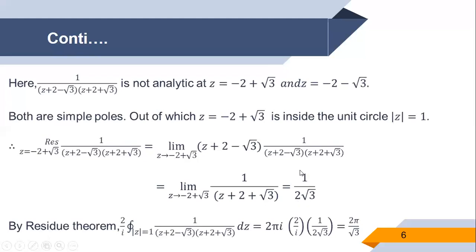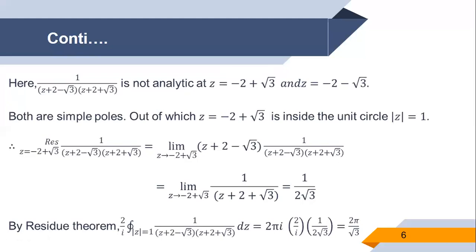So this is the residue. So the given integration is 2 by i into the integration over the curve mod z equal to 1 of 1 upon z plus 2 minus root 3, z plus 2 plus root 3 dz, which is equal to 2 pi i into the sum of residues, but here there is only one term. So 1 by 2 root 3 is the residue and 2 by i is the coefficient. Then we get the answer 2 pi by root 3.